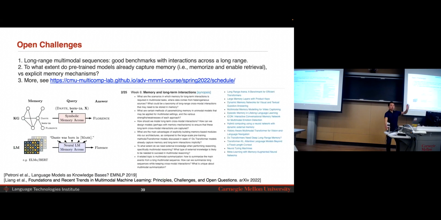Cool. But any questions so far on memory, sequential modeling, temporal modeling? No? Good.